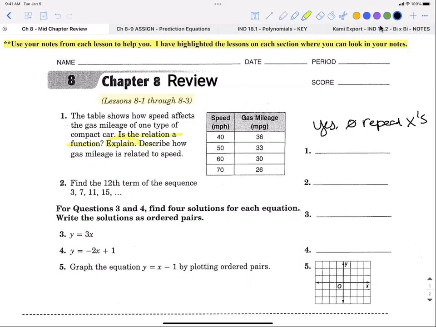It went on to ask, describe how gas mileage is related to speed. So as one changes, how does the other one change? The first thing you would want to do is look at how your, remember this is your x and your y. How do your x's change? Well, they go up 10, they go up 10. So they're constant. That's nice, right? But look at your y's. We go down 3, but then we go down 4. So we can't really write a slope because this is not linear, right? We have constant on the x, but not constant on the y.